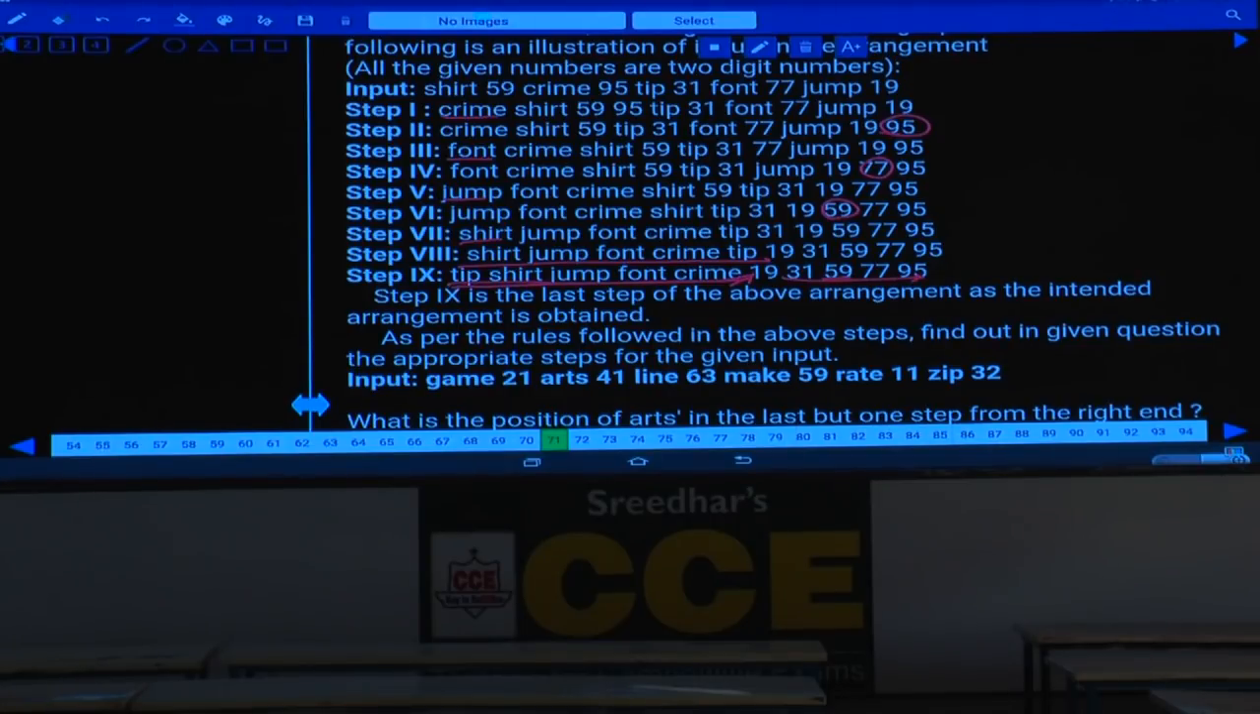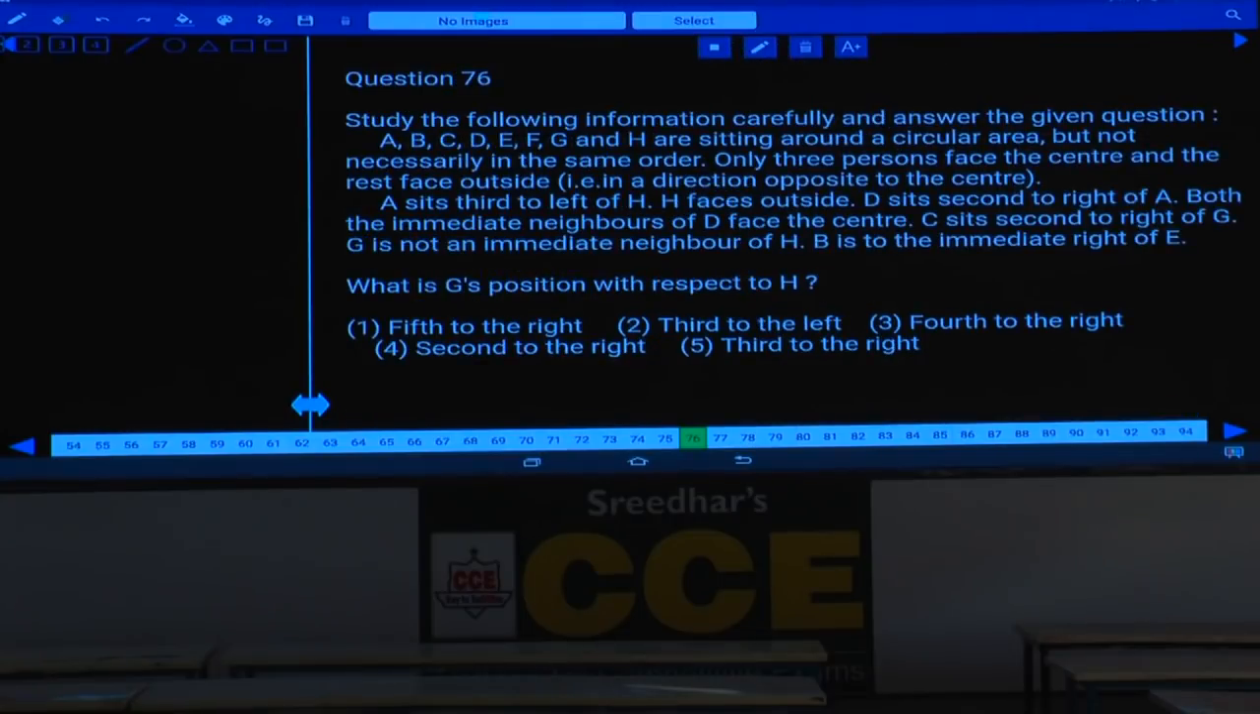Clear now? And all these 5 questions are based on the same input. How many elements are there? 1, 2, 3, 4, 5, 6, 7, 8, 9, 10, 11, 12. In total 12 elements are there. Then in each of the steps, arrange a word at the first place and a number at the last place, and in the third step, the next word, and in the fourth step, the next number, and so on. And this is about question number 71 to 75.